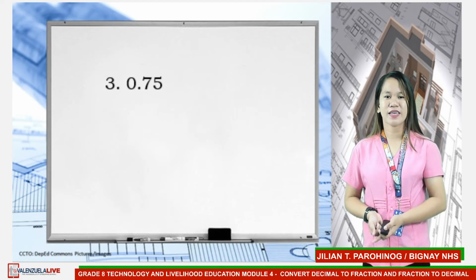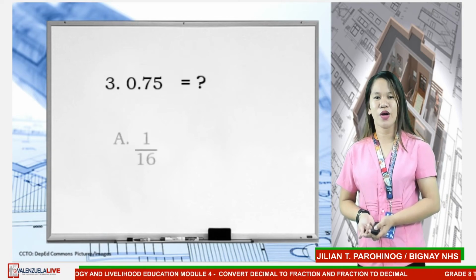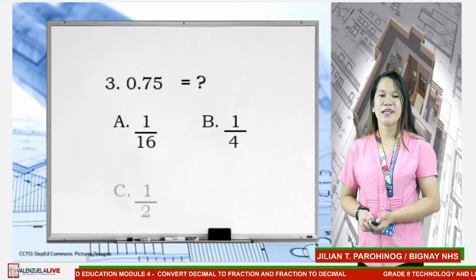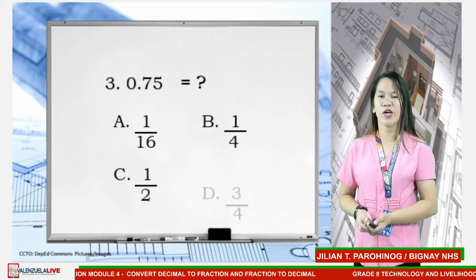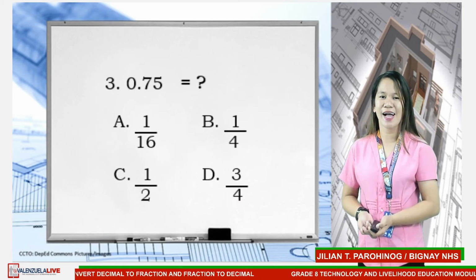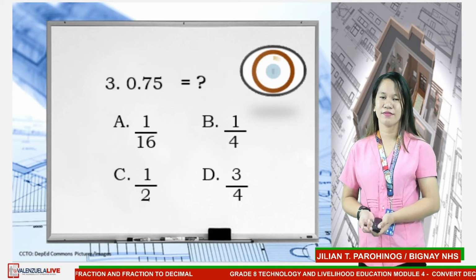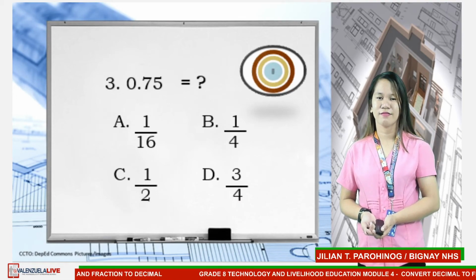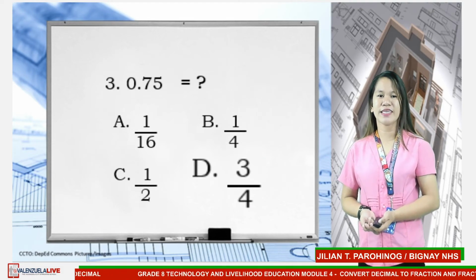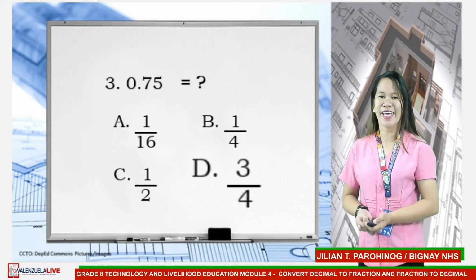Number 3, 0.75 is equals to, is it A, 1 over 16, B, 1 over 4, C, 1/2, or D, 3 over 4? Your timer starts now. Time's up. The correct answer for number 3 is letter D, 3 over 4. Great!